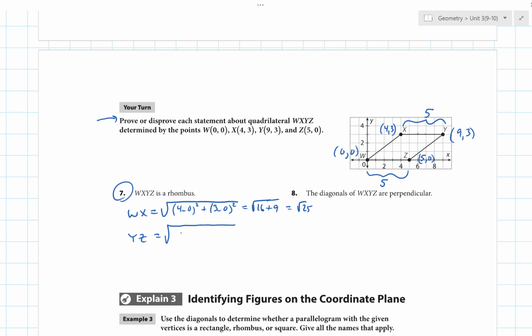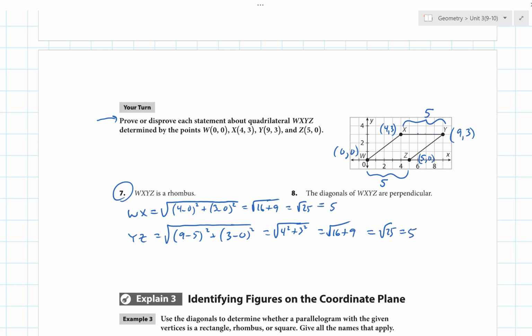So to find the length of YZ, we need to take the difference in the x-coordinates. So I'm going to do 9 minus 5 squared, and then the difference in the y-coordinates, 3 minus 0 squared. And that's the square root of 4 squared plus 3 squared, which is also the square root of 16 plus 9, or the square root of 25. Both of these are actually equal to 5.